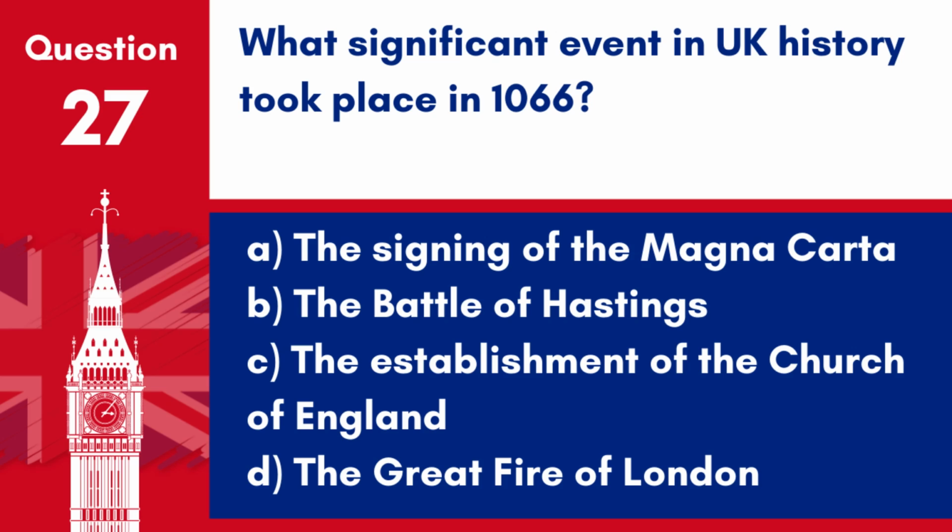Question 27. What significant event in UK history took place in 1066? A. The signing of the Magna Carta. B. The Battle of Hastings. C. The establishment of the Church of England. D. The Great Fire of London. Answer: B. The Battle of Hastings. This event in 1066 marked the Norman conquest of England and had a lasting impact on English culture and language.